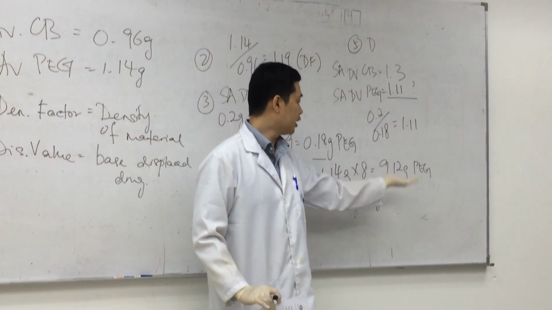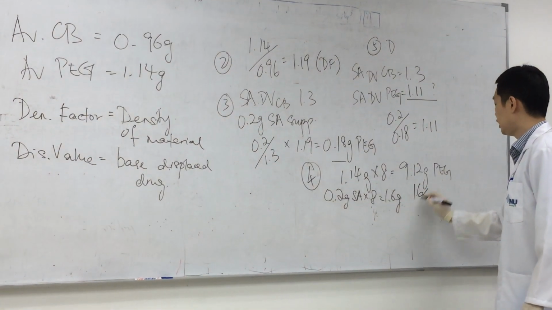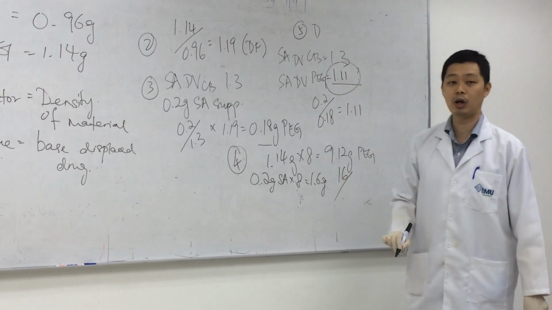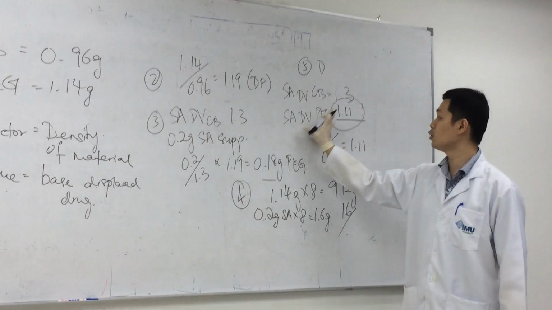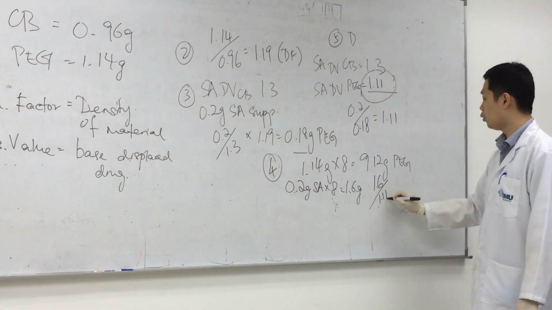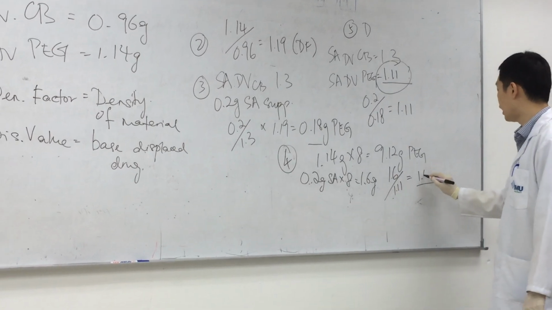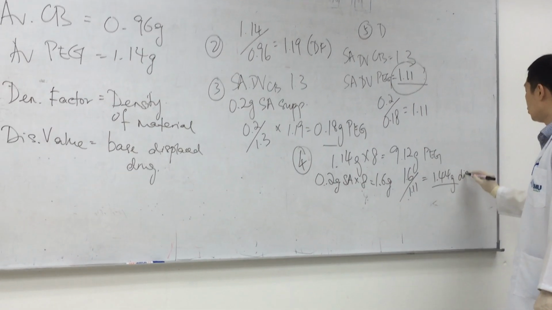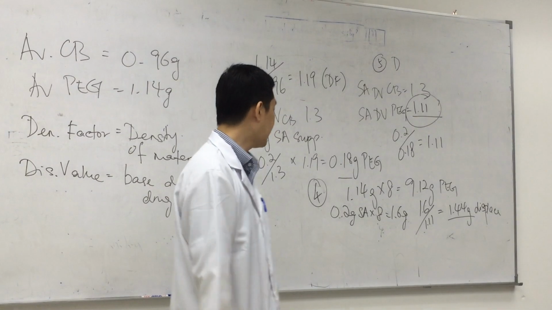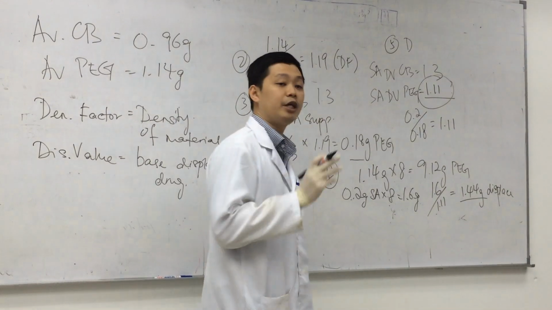So how do we know the displacement for the PEG? You should use 1.6 divided by the displacement value. In this case, you use the value that you obtained, 1.11. Since you already know the value, you just use this. Very straightforward. Divide by 1.11, and you should get 1.44 gram. So this information tells you that if I add in 1.6 gram of salicylic acid, it will displace 1.44 gram of PEG. Okay?